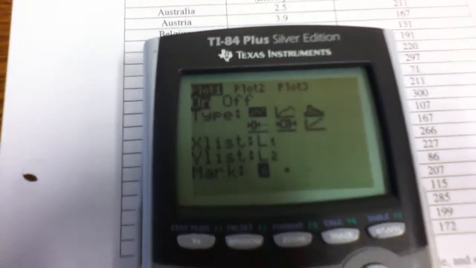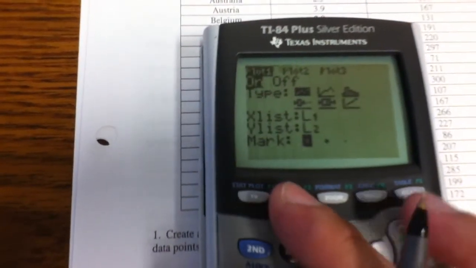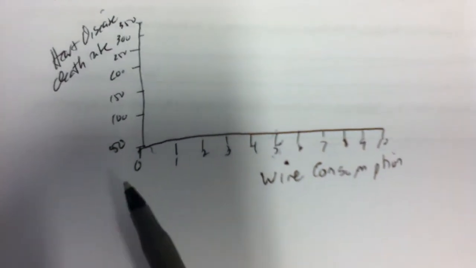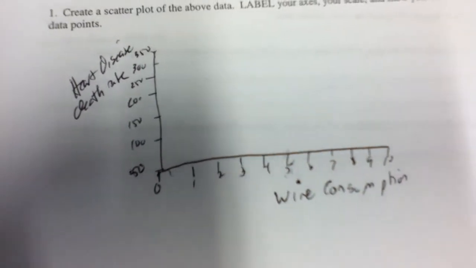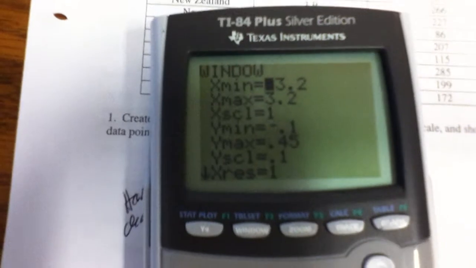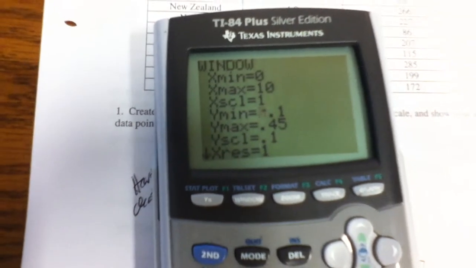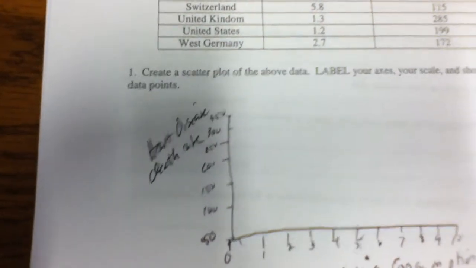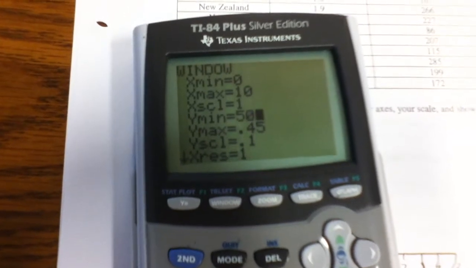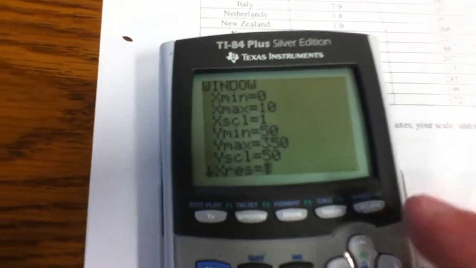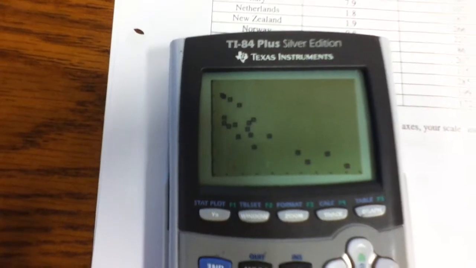The third step is to set up the window. So I press the window button and I refer back to my table, my chart. My X starts with 0, goes to 10, count by ones. So my X minimum is 0, X maximum 10, scale ones. My y-axis starts with 50, goes to 350, counting by 50s. So my y minimum is 50, y maximum 350, and I count by 50s. Then when I push graph, we see our scatter plot. And I'm going to sketch that on my paper.